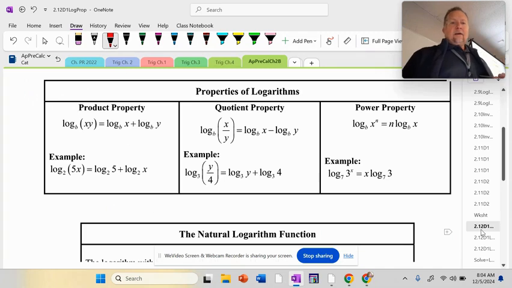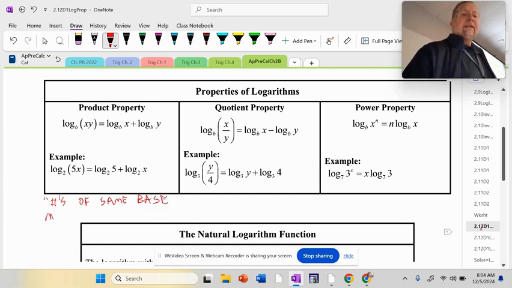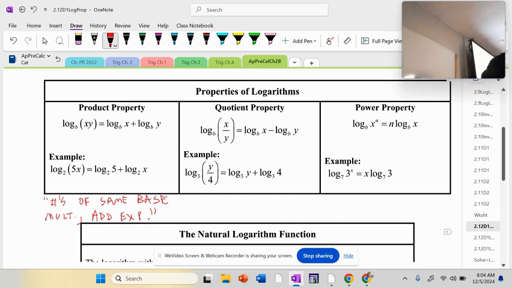All right. So what I talked about in class is this rule right here. Numbers of the same base multiplied together, you add the exponents. I could do the same thing for the next two, but I don't think I'm going to go through the laborious task of writing them out. That's what both of these rules say.